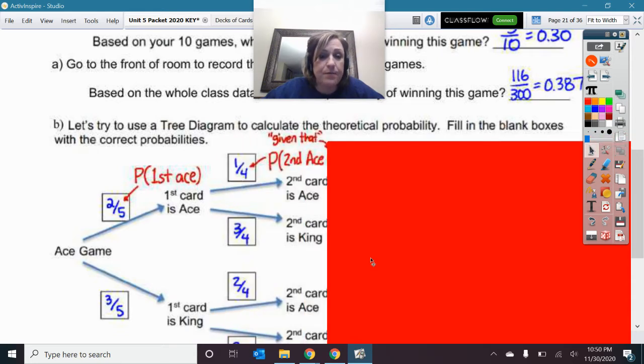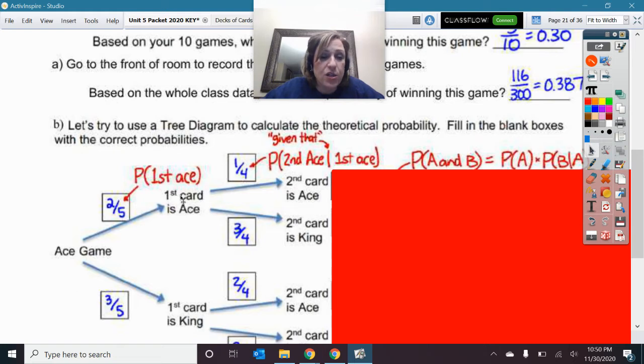Here's what then happens next. So we've got, if your first card is an ace, then your second card can be an ace or a king. Now, think about what happens. When you pick a card, if you picked an ace out, that means there's one out of the four remaining that are an ace, and three out of the four remaining that are kings. Okay? So here is this. So this is the second one being an ace, given that the first one was an ace. That's conditional probability. All right.